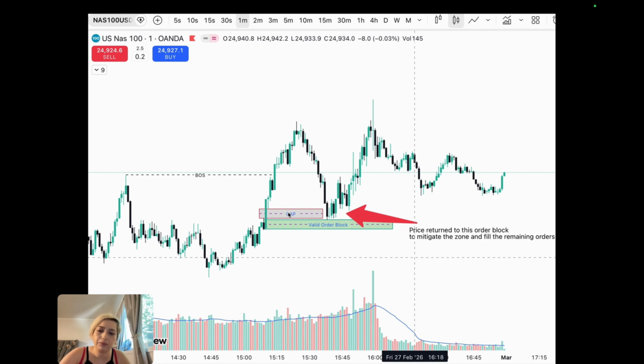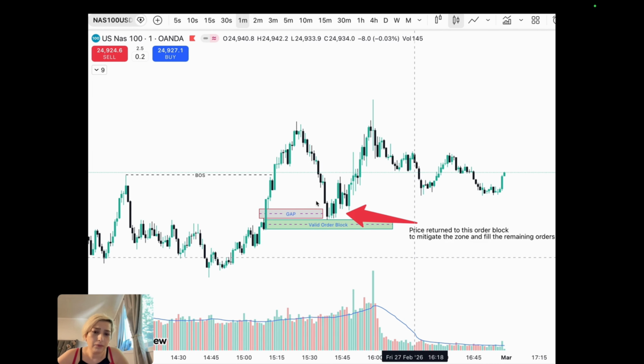At the same time, you can see this move caused a break of structure. So it broke the last protected high, and broke above and closed above the previous swing high. This confirms that buyers are in control and that the market is likely to continue higher. After the impulsive move, price retraced back to the origin of the move. And as you can see, this retracement is not sharp, it's very smooth and slow.